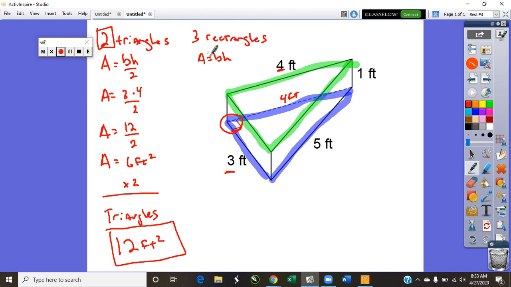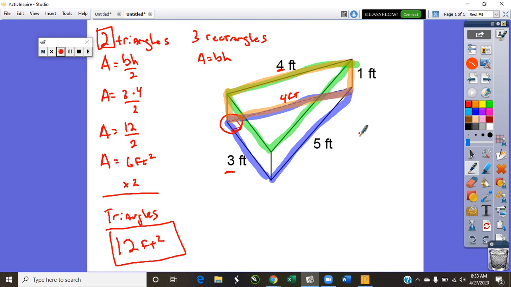Now, we've got to find the area of the three rectangles. Okay, here's where it can be a little bit tricky because all of these rectangles are different. Okay, we're not just going to find the area of one of them and then multiply it by 3. Okay, so let's take a look. Let's see. I'm going to find the area of this rectangle that's in orange. Okay, so let's do that.